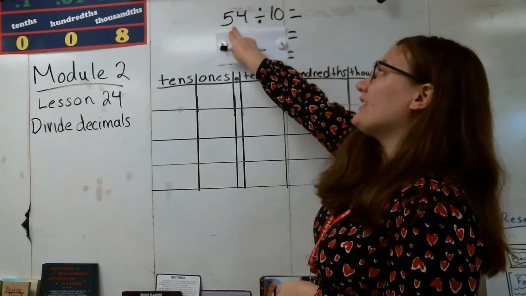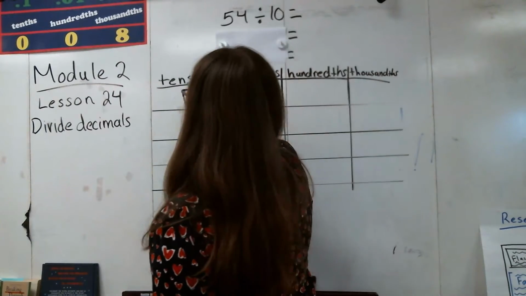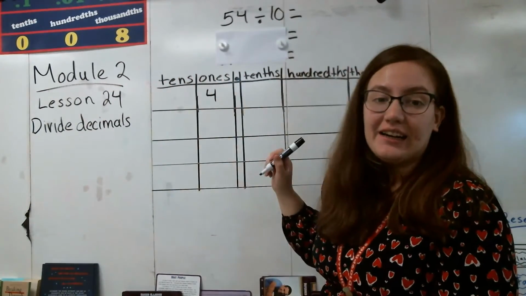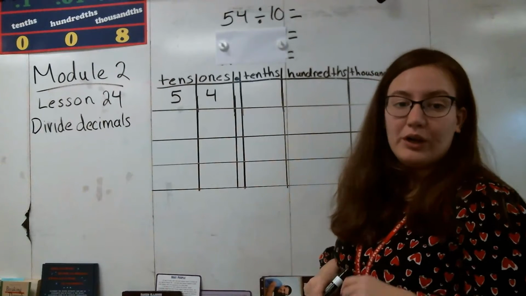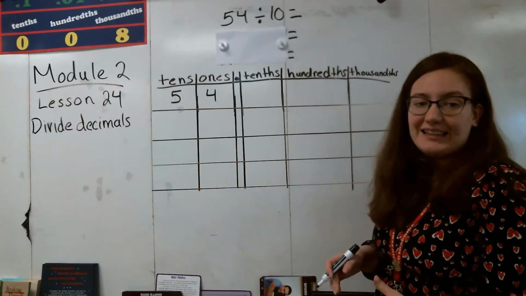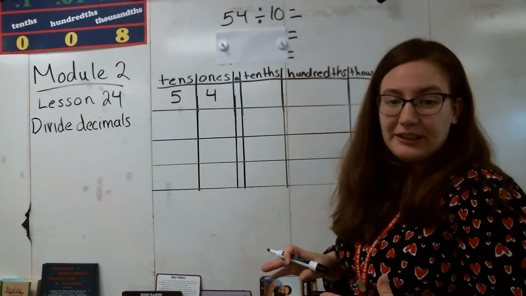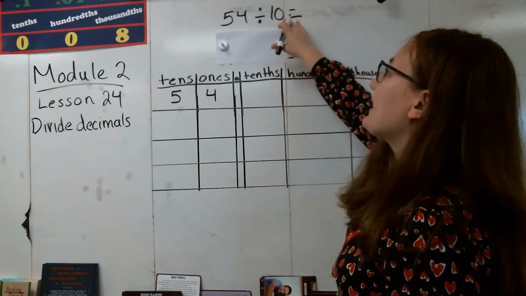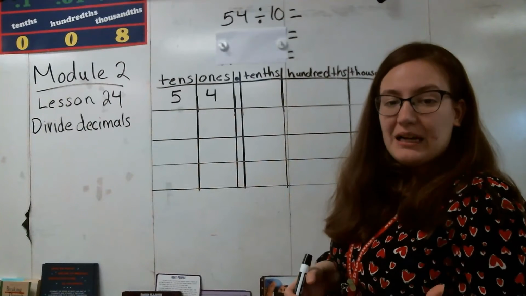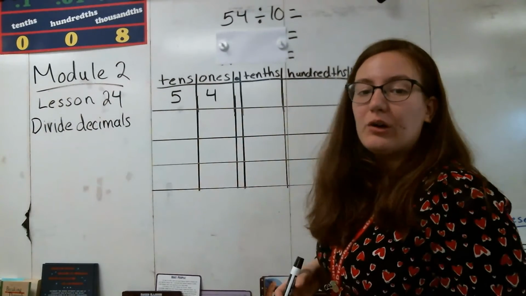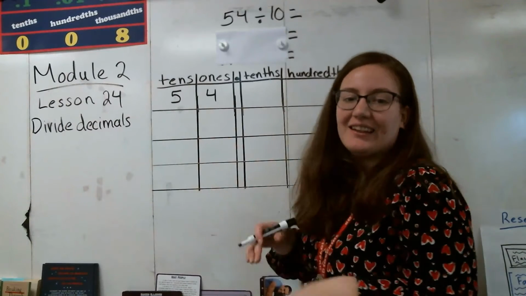So when I take a look at this number 54, I see that this 4 is in the ones place, and this 5 right here is in the tens. So I have 5 tens and 4 ones. When I divide by 10, I want to make my number smaller. I know whenever I'm dividing, I'm making my number smaller. And when I take a look at the number 10, I see that there's only one 0. So that means I'm only shifting my number over one time in my place value chart because I just want to make it a tenth less.